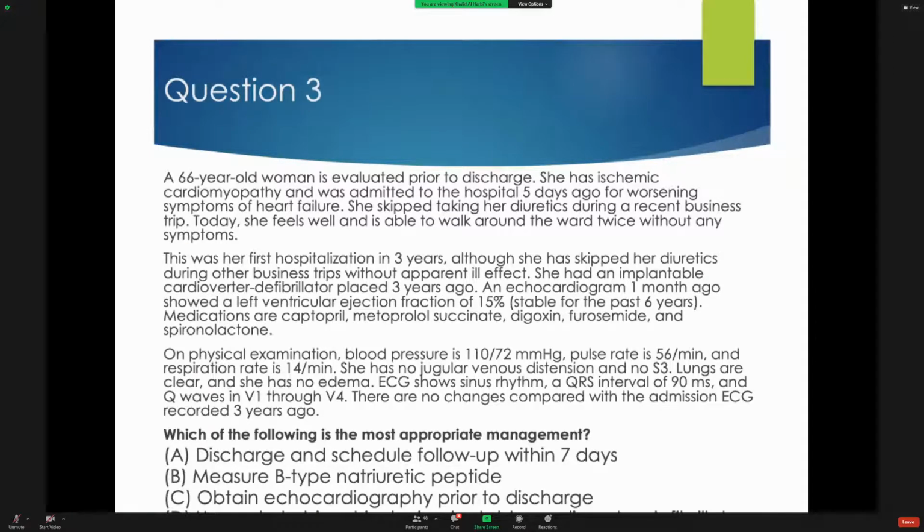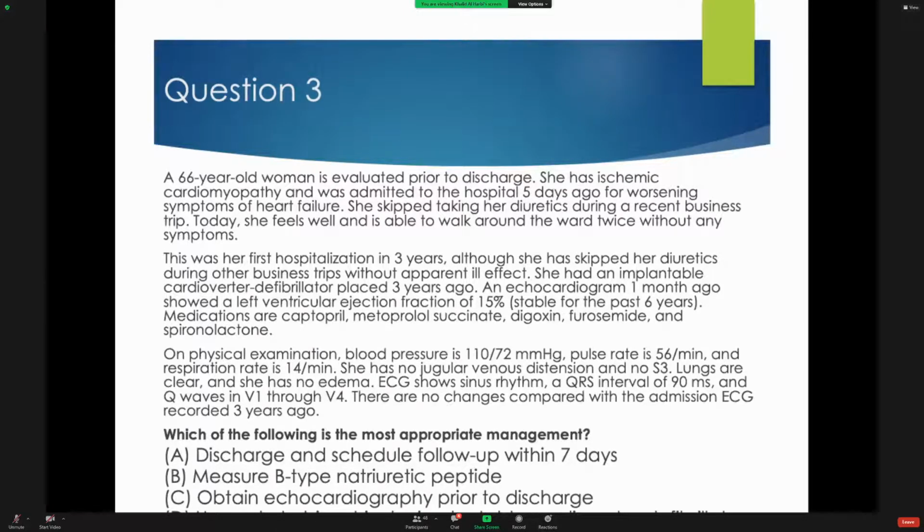She had an implantable cardioverter defibrillator placed 3 years ago, and an echocardiogram shows a left ventricular ejection fraction of 15%. She's taking medications like captopril, metoprolol succinate, digoxin, furosemide, and spironolactone.